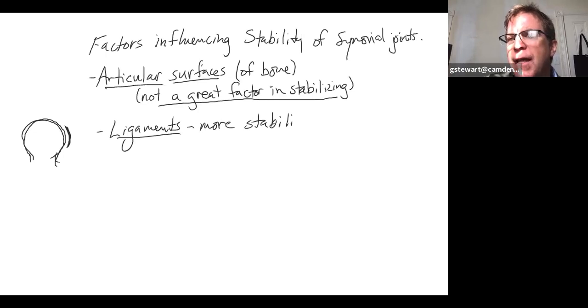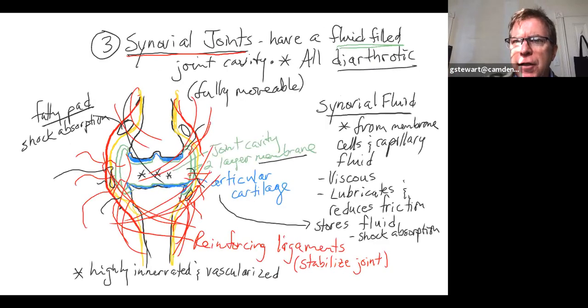Tough, fibrous, dense connective tissue really stabilize joints. Back to my knee picture. Let's go back here. What I originally drew in red here were ligaments that really help stabilize the knee joint, even though it's not the most stable joint in the human body.